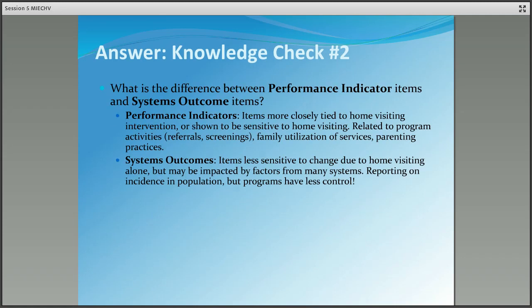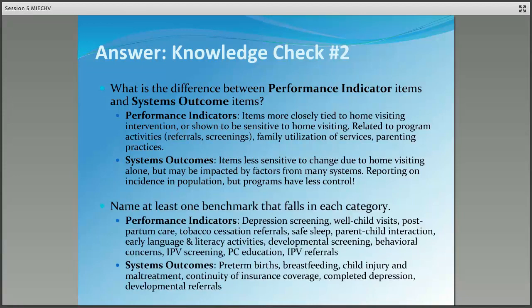And the second knowledge check asked about the difference between performance indicator items and systems outcome items. So performance indicators are items that are more closely tied to home visiting interventions or shown to be particularly sensitive to home visiting. So these are related to parent activities or to program activities like referrals or screenings, family utilization of services, and parenting practices. And then our systems outcomes might be less sensitive to change from home visiting alone, but they might be impacted by it. So we're reporting on incidence in your population, but we know that programs have less control. And here are the benchmarks that fall within each category. You can see if you got one in each of them.